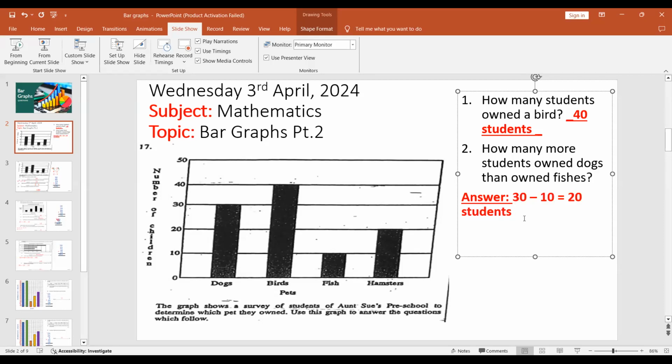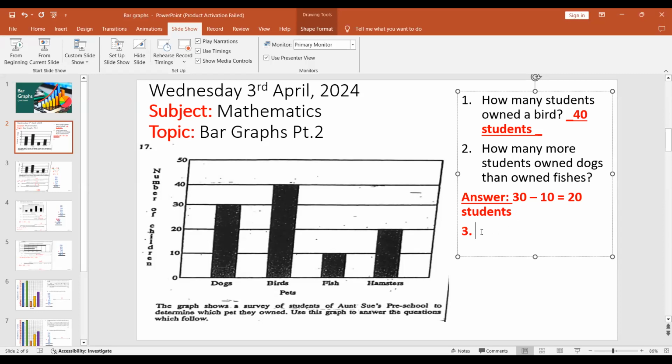So how many more students own dogs than fishes? The answer is 20 students. So 20 more students own dogs than own fishes, right? All right. That's pretty straightforward because all we need to do is take the amount for dogs, which is 30, and then take the amount of fishes, which is 10, and then subtract the two. All right, that's fine.